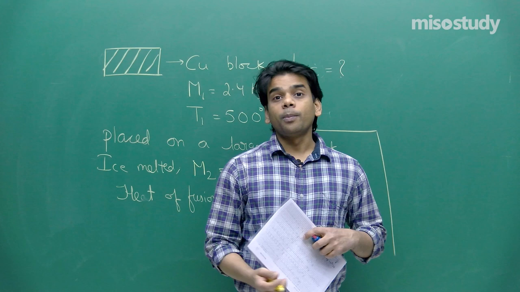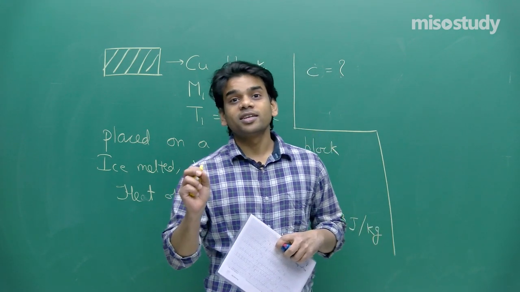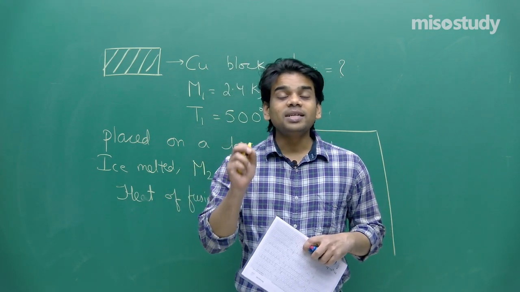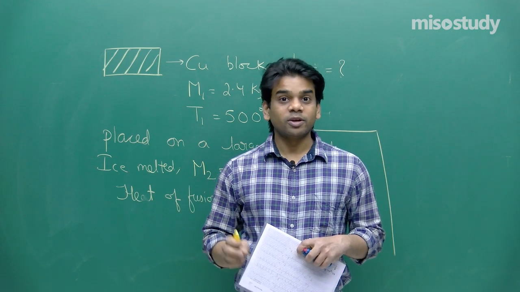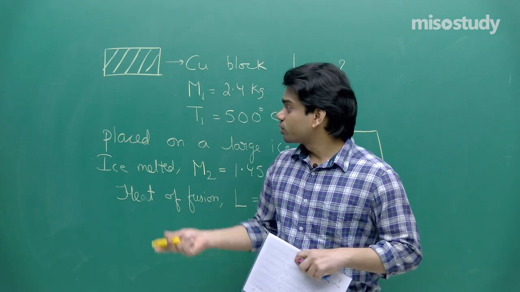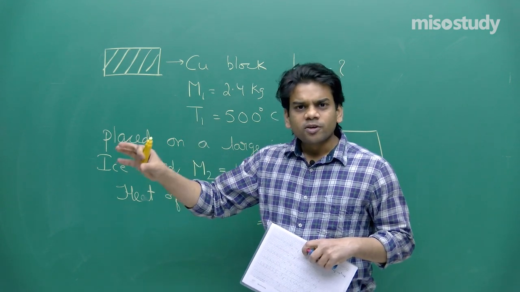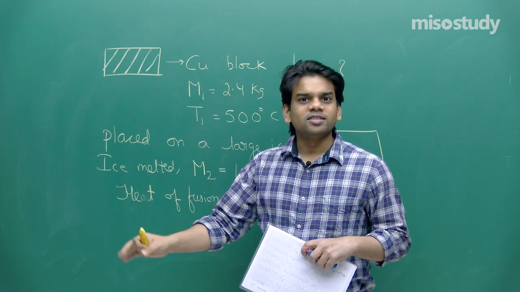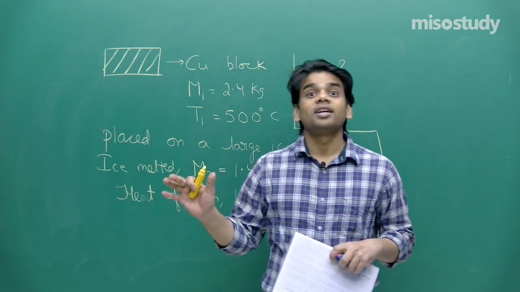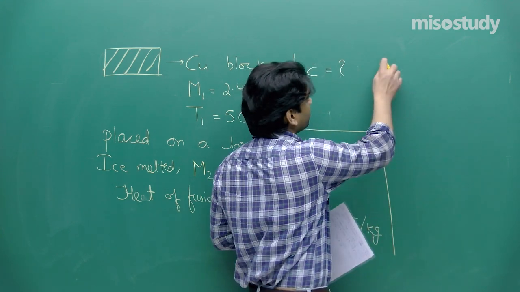Now see, the copper block is kept at 500 degrees Celsius. Ice melts at 0 degrees Celsius. There will be no change in temperature that we have to take. You have to think that the ice, on which the block has been placed, has an initial temperature of 0 degrees Celsius. You should not take a temperature below 0 degrees Celsius, that is what is required in this question.